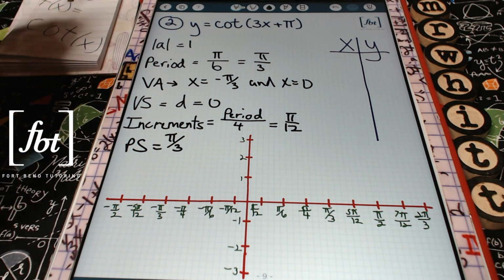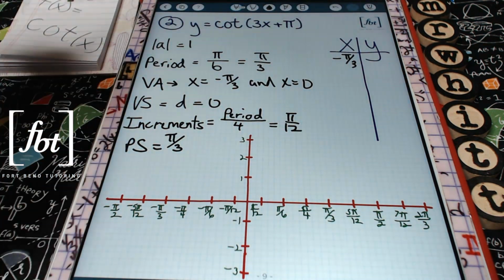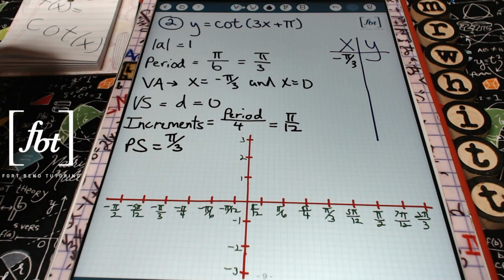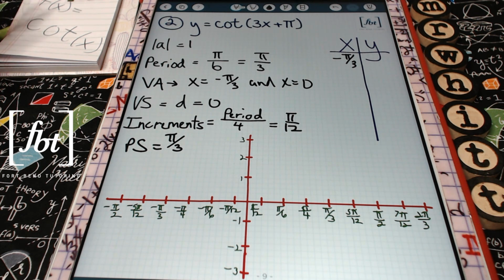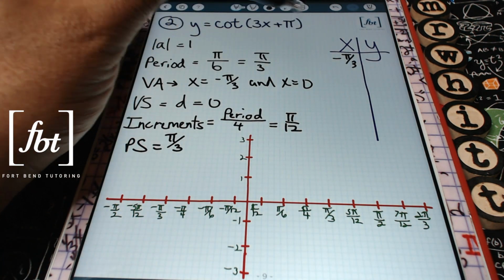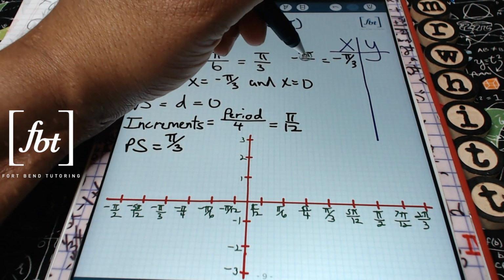And remember, we're going to start at our first value, which is going to be the phase shift, aka also the value that we found with our first vertical asymptote of negative pi over 3. And we're going to be adding to that pi over 12. That's what we're going to do. Now, you may benefit from the fact that the equivalent fraction for negative pi over 3 is negative 4 pi over 12.